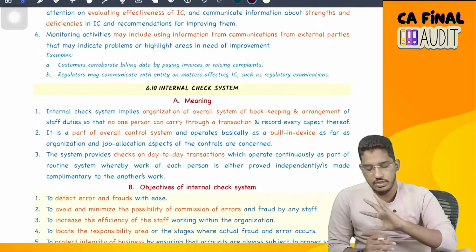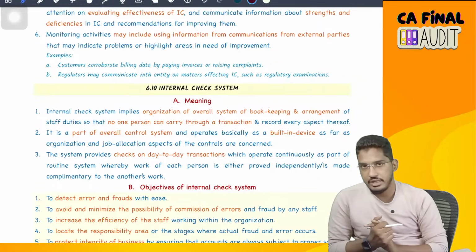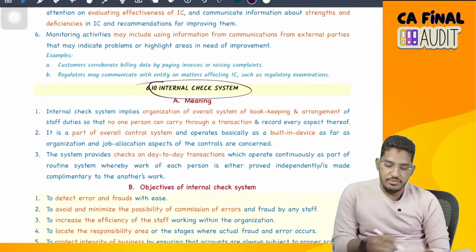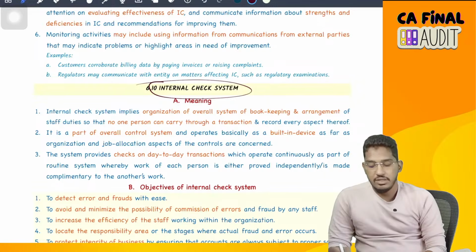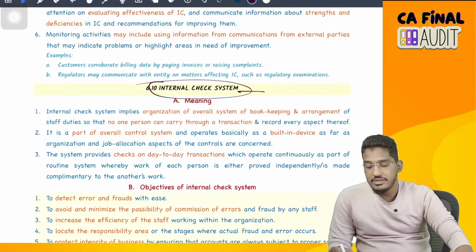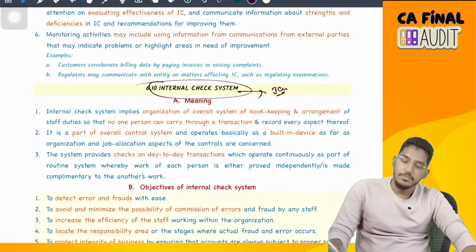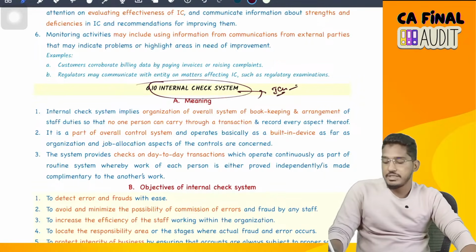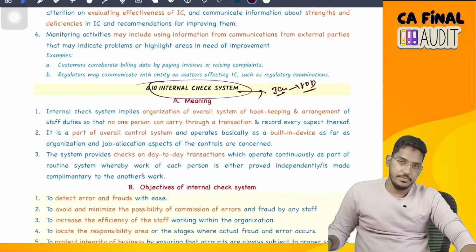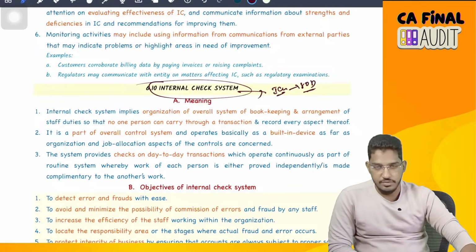Clear? Two more concepts I will cover from internal control, then I will go to the materiality section. One concept which I would like to cover is the internal check system. They are asking some questions from this these days. So what is this internal check system? See, if you ask me simply, the internal check system is another name for segregation of duties.